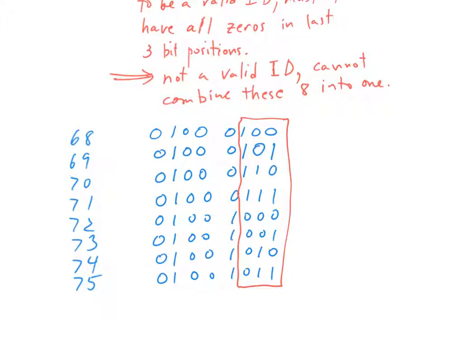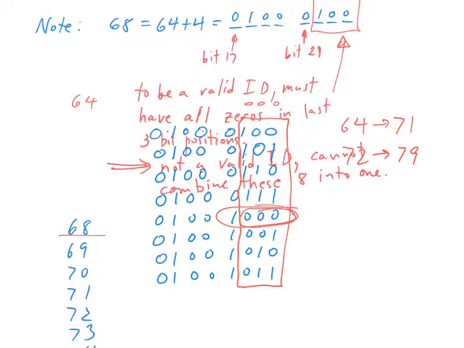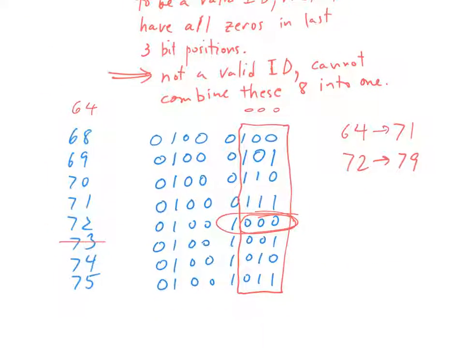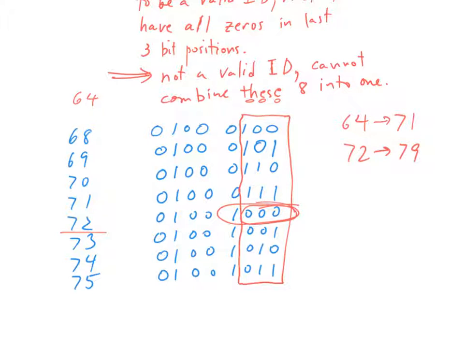And the answer is no. Okay. However, you'll notice that if I had started at 64, which does have 3 zeros, and gone up through 71, it would have worked. And had I started with 72 and gone up to 79, it also would have worked. I would have been counting from 0 to 7 in the position where the host bits are. Okay, so I hope this helps.